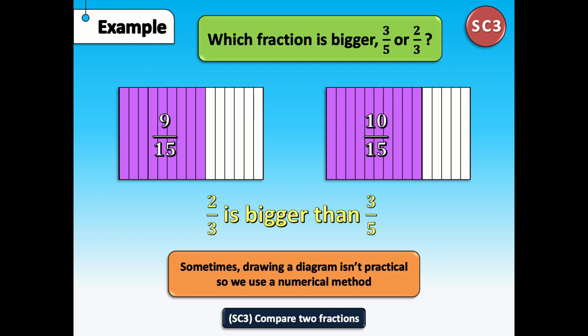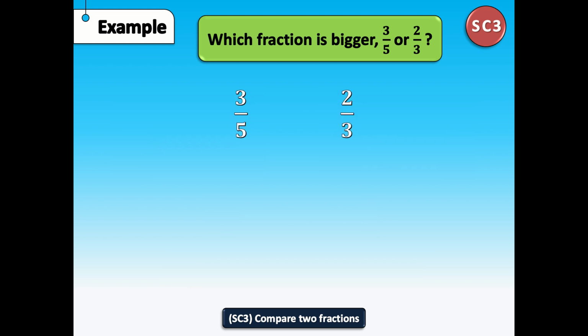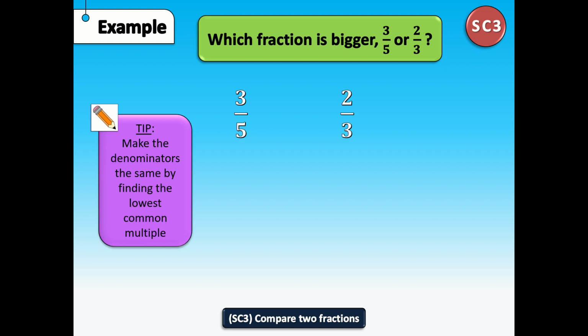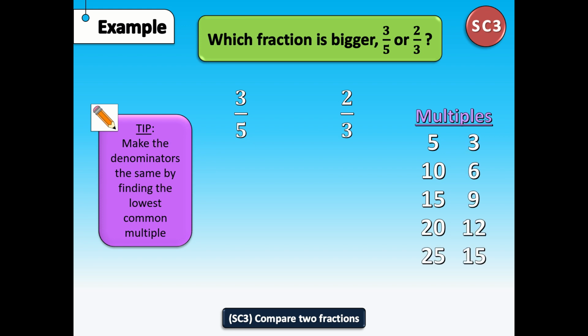But sometimes it's not practical to do a diagram, so we need a numerical method. So what we do is we make the denominators the same number. So we think about what number do 5 and 3 go into. So if we write down the multiples of 5 and the multiples of 3, we can see that 15 is a multiple of both numbers. So we can make them into 15ths.